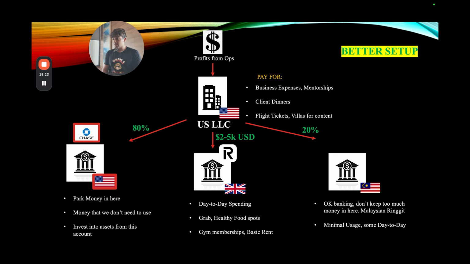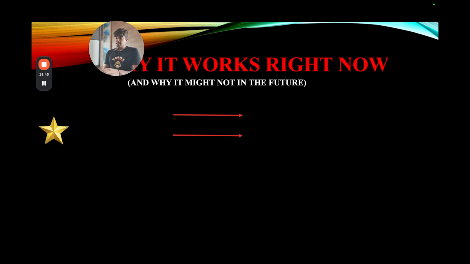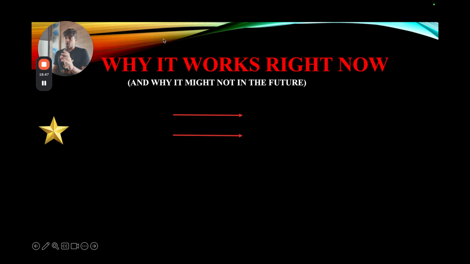It's not easy, but if you can get a US bank account, that wipes out completely your need for a bank account in your home country. You can just use a bank account in a third country, not your home country, not your new country of residence, just a third country that you use for banking. That's great. That's what all the rich people do. So this is the banking setup, and this is why it works right now and why it might not work in the future.